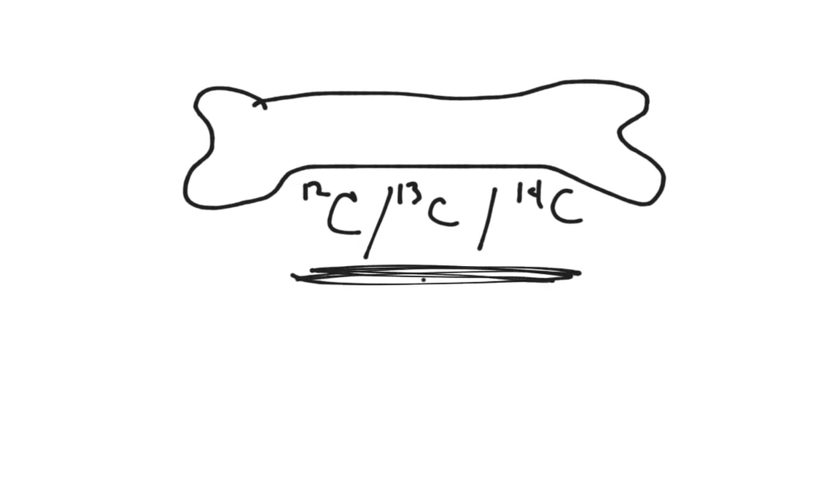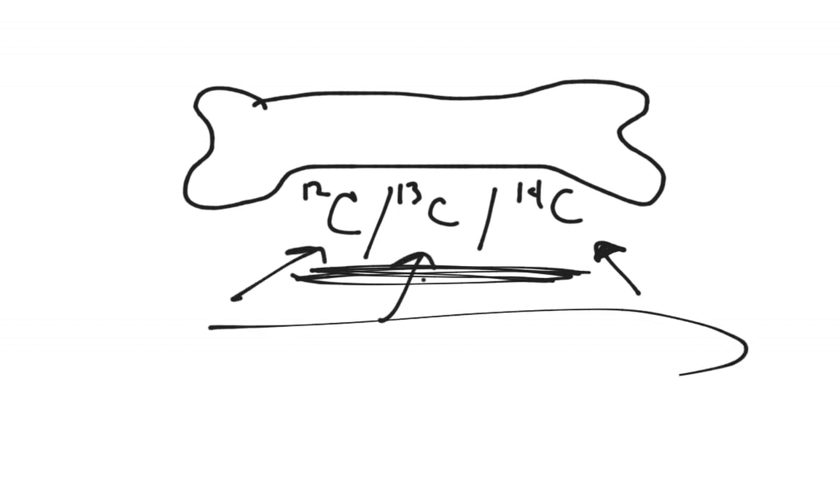In every sample of carbon that we have, so we have a bone, and see if this looks anything like a bone. I know I'm not the best artist in the world. It is going to be made up of carbon 12, carbon 13, and carbon 14. Okay, as long as we're living, we're constantly replenishing these three things. Carbon 14 happens to be radioactive. It will go away. These two will last essentially forever, and they never go away.